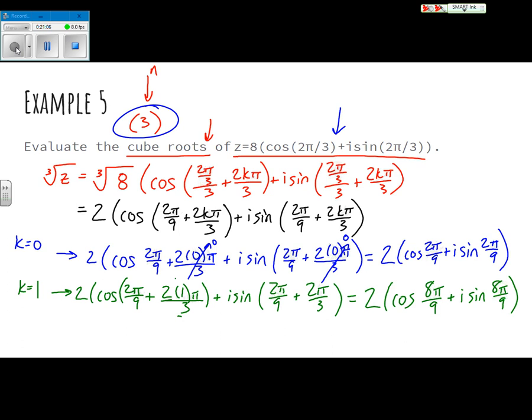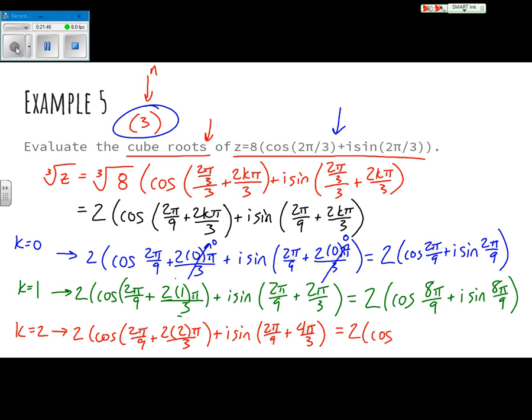So let's go back to red. We're going to go k equals 2 on this. All right? If k equals 2, that is going to give me 2 cosine of 2 pi over 9 plus 2 times 2 pi over 3. Well, we know that's going to be 4 pi over 3, right? So whenever I do the sine part of this, I'm going to call it 4 pi over 3. Okay? And I'm going to want that cleaned up into a polar form.